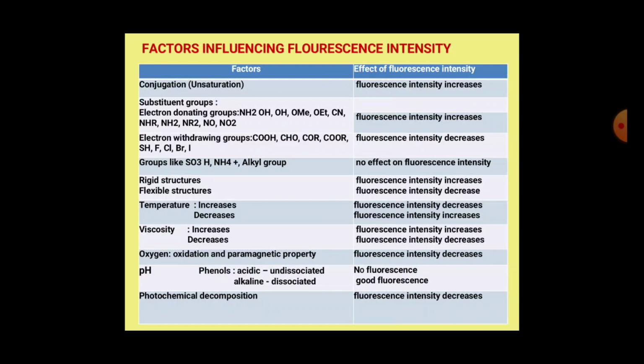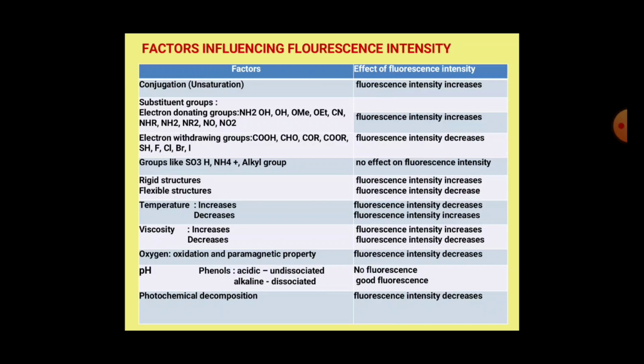Viscosity. Increase in viscosity leads to decreased collisions of molecules, which leads to enhancement of fluorescence intensity. As the viscosity increases, fluorescence intensity increases. Decrease in viscosity causes increased collisions of molecules, which results in decreased fluorescence intensity. Oxygen. Oxygen decreases the fluorescence intensity in two ways. One is that oxygen oxidizes the fluorescent substance to a non-fluorescent substance, and the other is that oxygen decreases the fluorescence because of its paramagnetic properties.